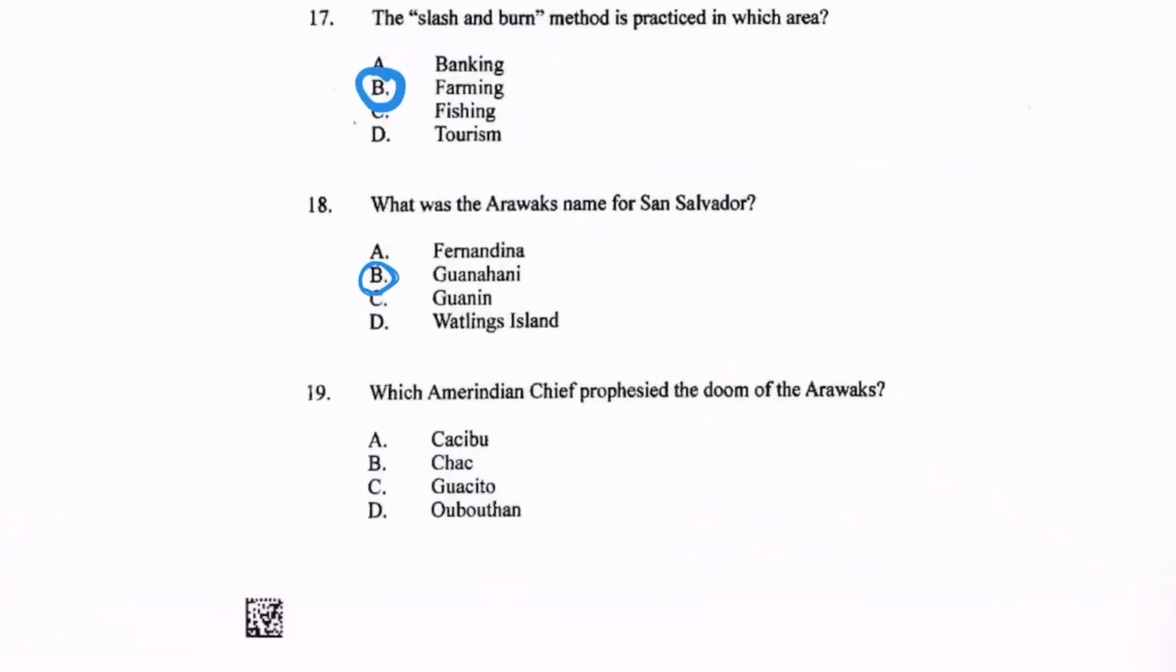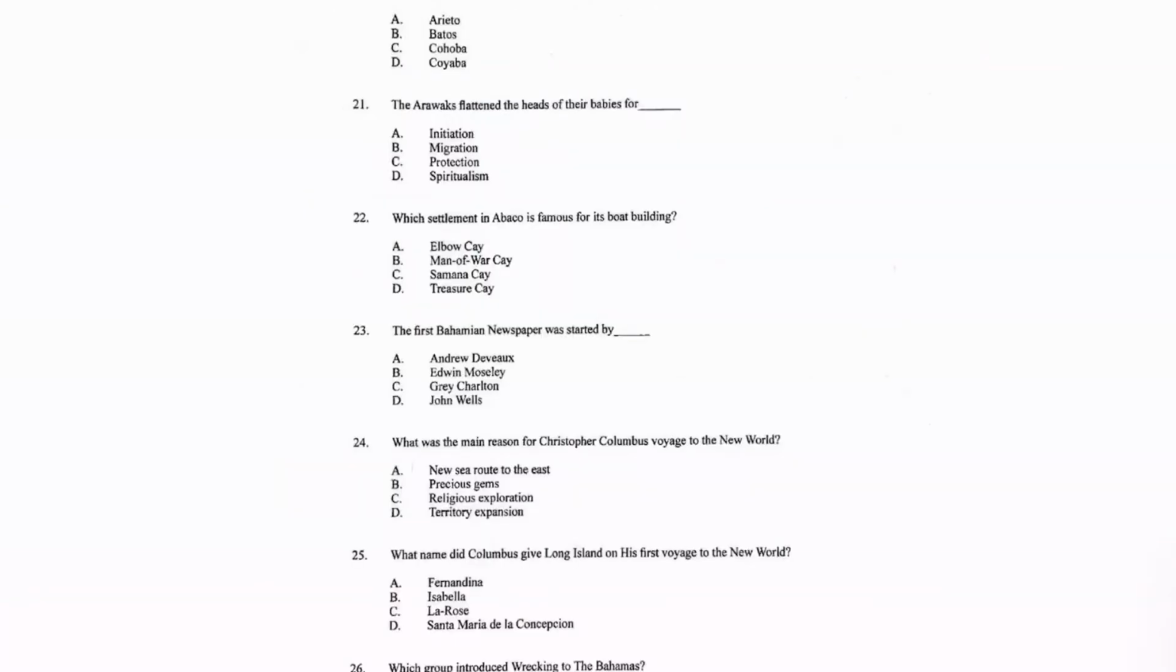Which Amerindian chief prophesied the doom of the Arawaks? Kasibu, Chap, Quasito, or Ubuthan? We're getting C and A. The answer for number 19 is A, Kasibu.